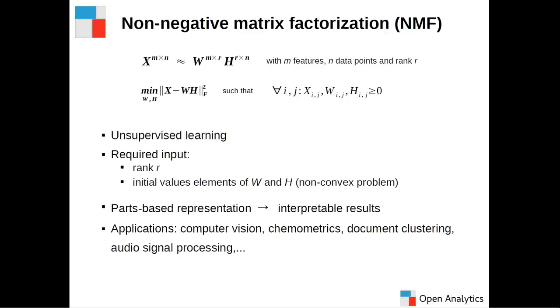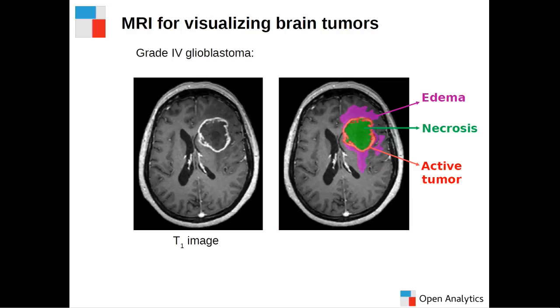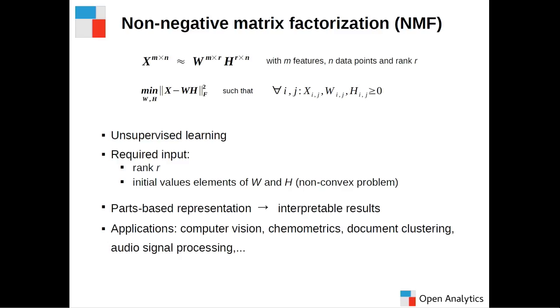Actually, this constraint of non-negativity applies quite naturally to many applications. We assume that each data point can be modeled as a weighted sum of basic components. That's what NMF assumes, and in many applications that gives us interpretable results. Applications such as computer vision, chemometrics, document clustering, and so on.